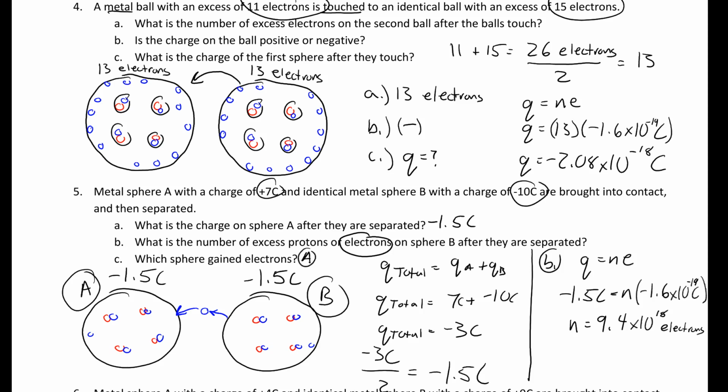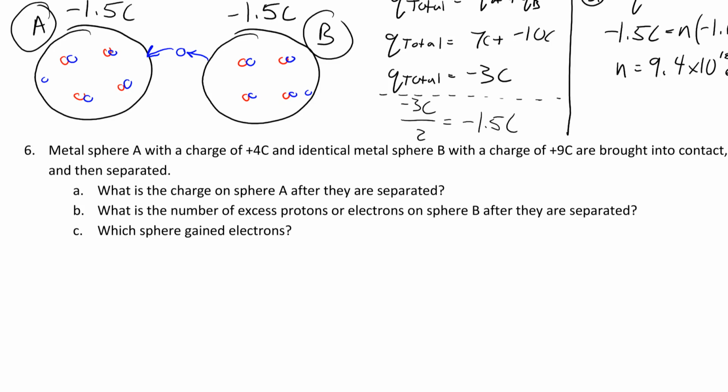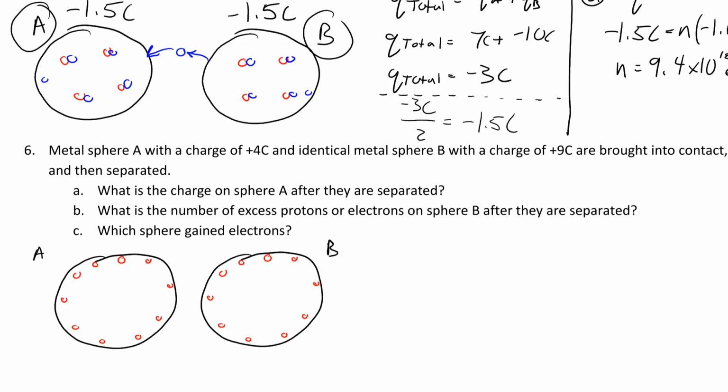All right, let's do number 6. Okay, so metal sphere A with a charge of 4 coulombs and identical metal sphere B with a charge of 9 coulombs are brought into contact and then separated. So in this case, you have the two spheres again. So you have A and B, and I drew 10 protons on each one.